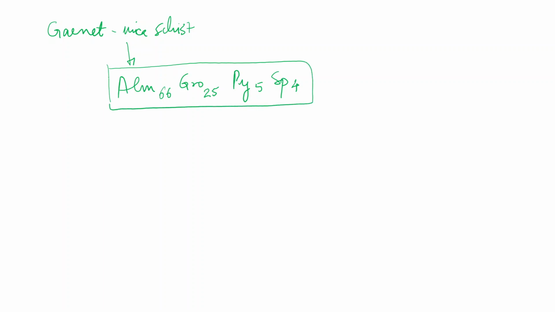mica schist. So garnet mica schist, this rock at regional metamorphism may show a composition of almandine around 66%, grossular consisting of 25%, pyrope consisting of 5%, and spessartine consisting of 4%. So you can have a garnet like this as well. That's what I was saying, that no garnet will be occurring with 100% of its composition.